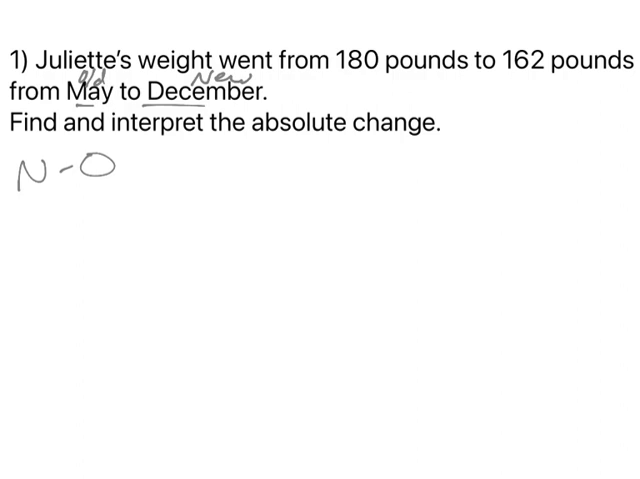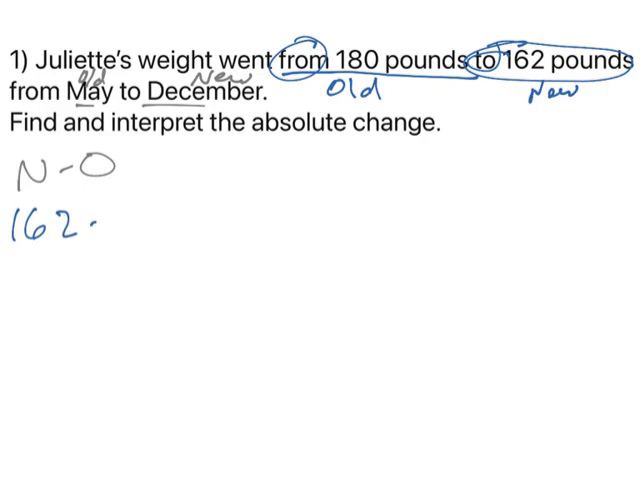Oftentimes you can also say from. Well, from means old. It's where you started. It's the initial. To implies the new. This is where you went. I went from home to the grocery. Home was initial, grocery was the final. So from and to are also good statements to let you know old and new.